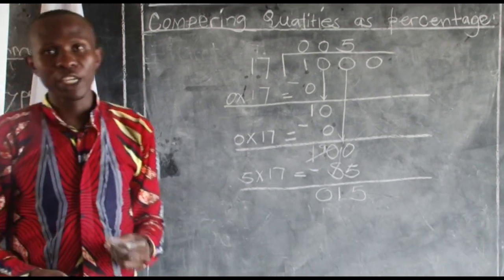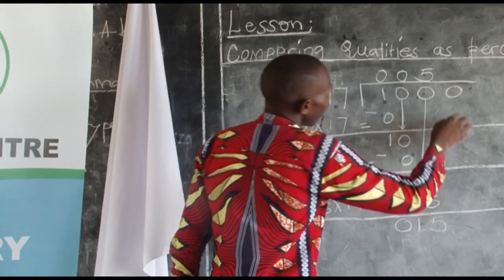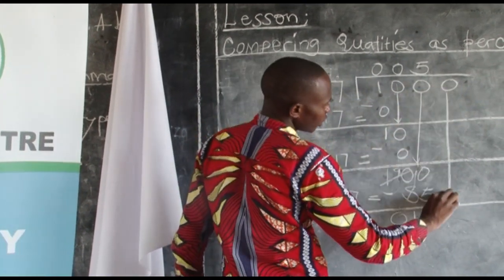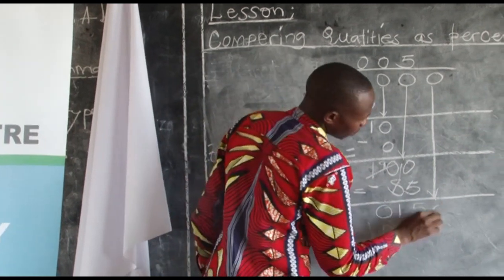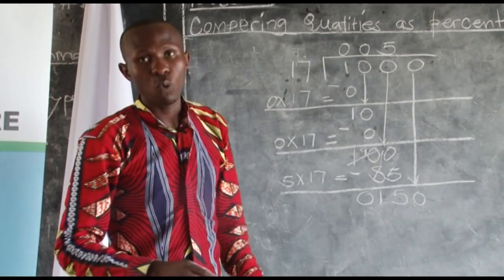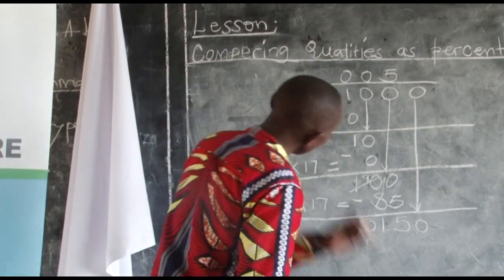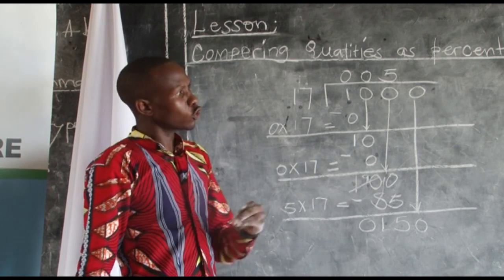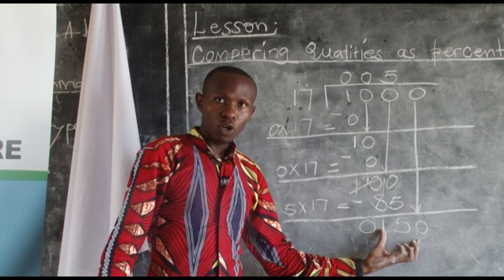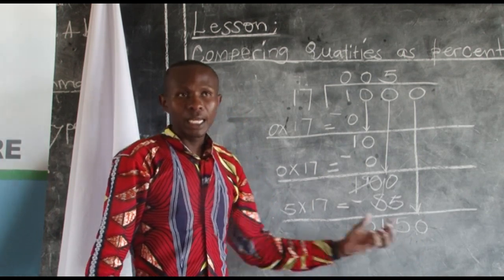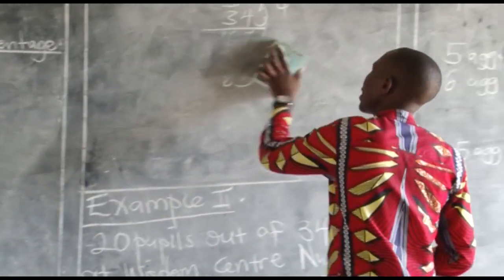After remaining with 15, what is the next step? After remaining with 15, I will come and bring down also 0. When we bring down 0, we shall have 150. How many groups of 17 can go into 150? Let's come at our side work and we find out what we have to do.